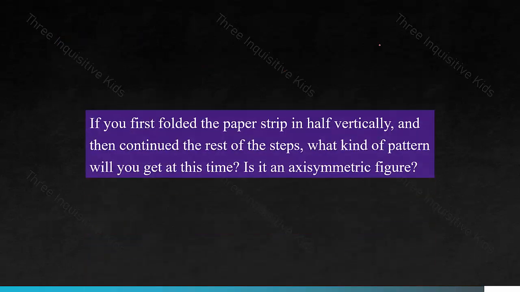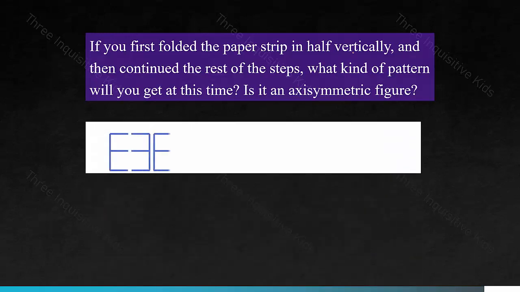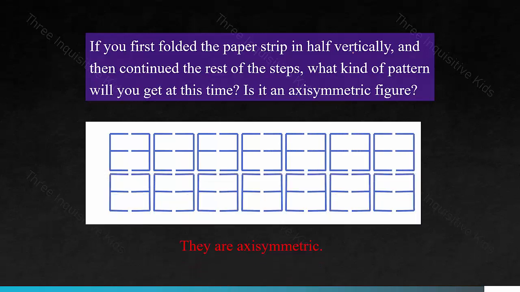And if you first folded the paper strip in half vertically, and then continued what we just did, what kind of pattern will you get this time? Is it an axisymmetric figure? So now they're saying, before you do anything, fold the paper strip in half vertically. What you get is the same thing, except what's different is that there are 2 rows. And yes, they are still axisymmetric.